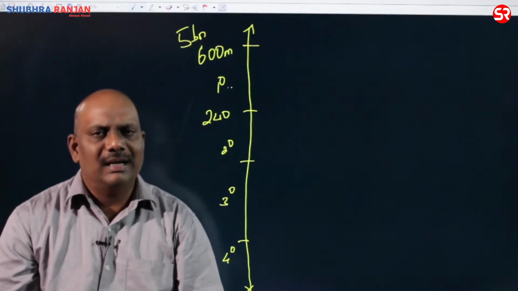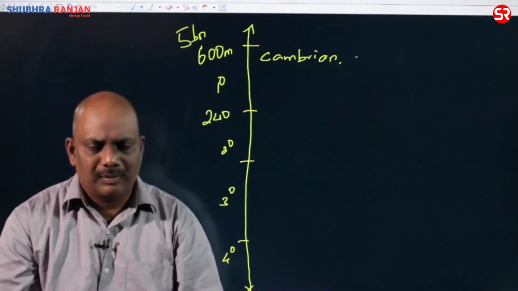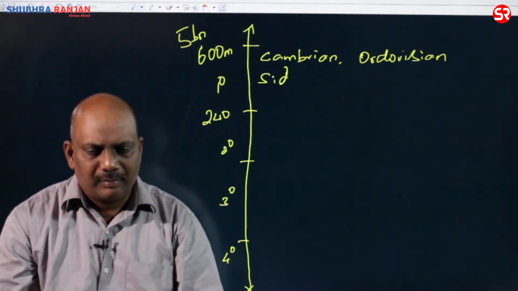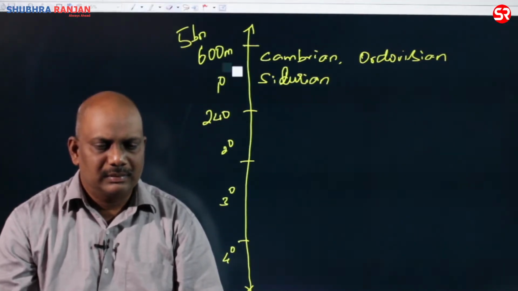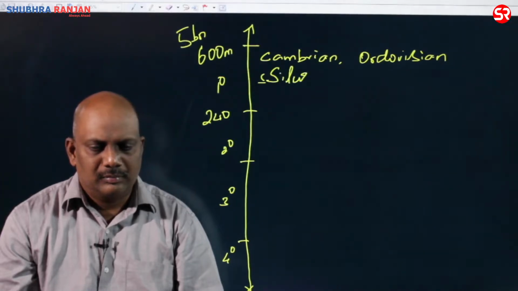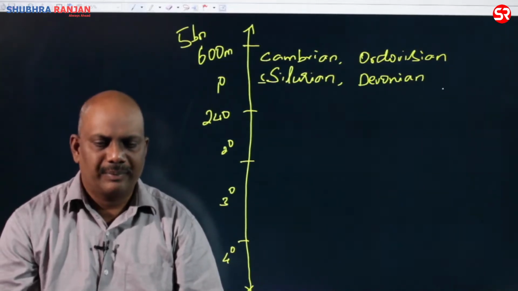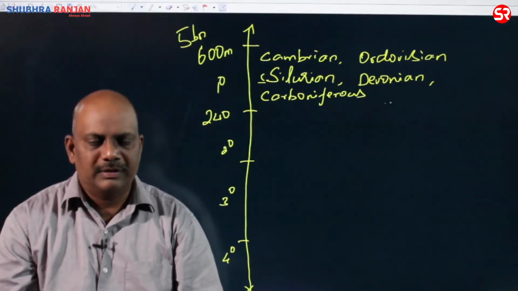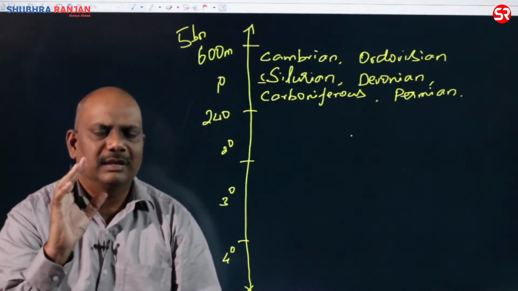Okay, so this period is again subdivided into Cambrian, Ordovician, Silurian, Devonian, Carboniferous, and then Permian. Six important phases during the primary period.